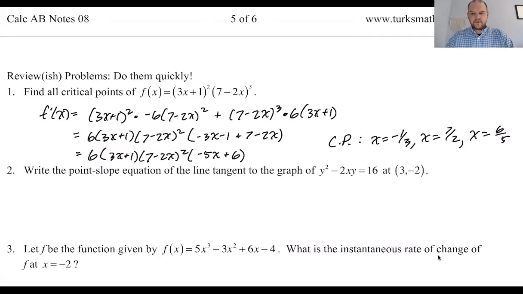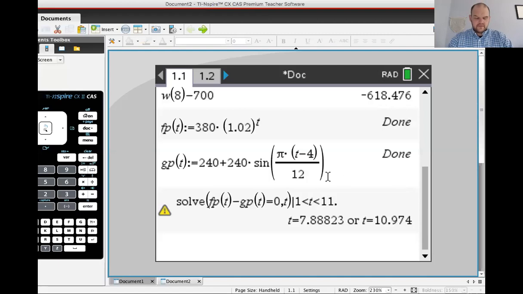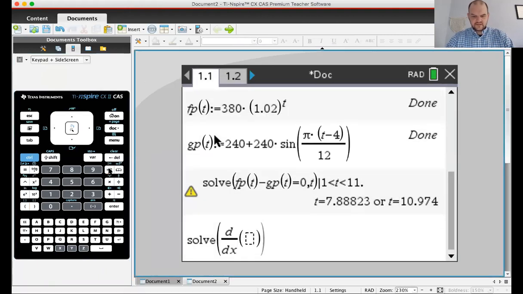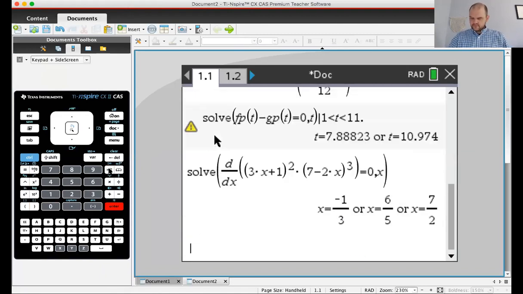So swap to the calculator. I'm going to do it all in one shot. Solve, then derivative. So let me move this over here. Derivative with respect to x of 3x plus 1 squared and 7 minus 2x cubed equals 0 for x. -1/3, positive 6/5, and positive 7/2. So we got it. All right, that's one down. Let's see what else we got to do.